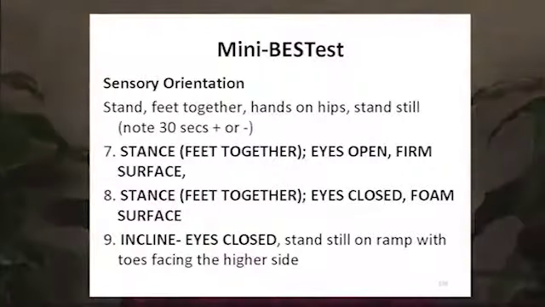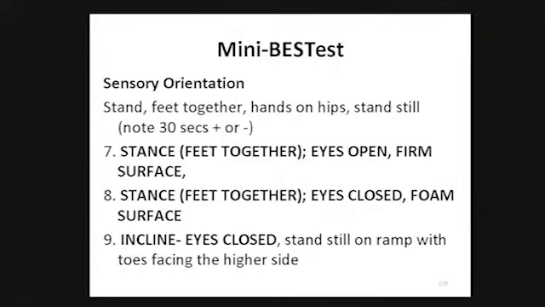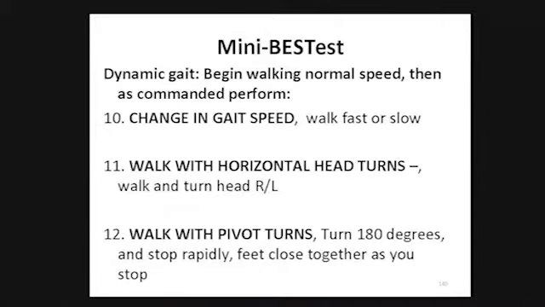Sensory orientation. Standing with their feet together, eyes open on a firm surface like a tile or wood floor. How about feet together, eyes closed on a foam, a moving surface? Incline. Stand facing up the ramp, feet apart, eyes closed. Do they fall? Do they start leaning into the ramp? What happens? So you're looking at a lot of different things here that weren't considered before.